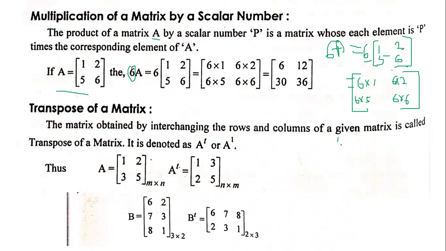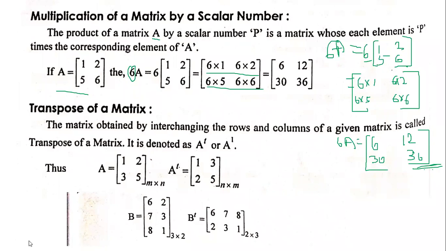So the value of 6A is going to be: 6 1s are 6, 6 2s are 12, 6 5s are 30 and 6 6s are 36. So the value of 6A is going to be this. This is how you find the multiplication of a matrix by a scalar number. If you have 20, 30, 3, 2, 5, 8, any number that they give here, you are supposed to multiply that number to every element present in the matrix. Did you all understand this multiplication of a matrix by a scalar number? Okay, good. Now let us move further.